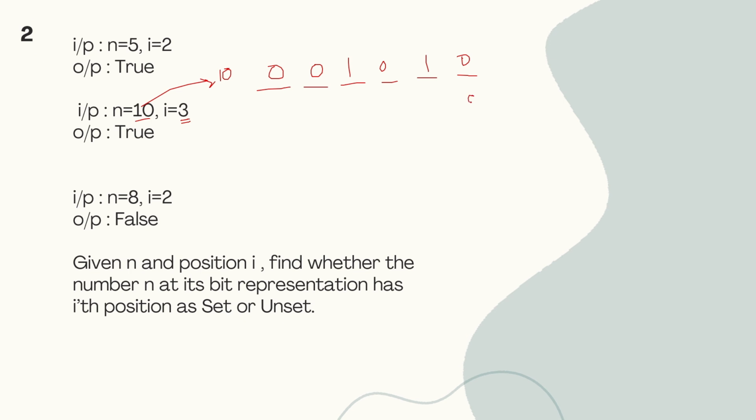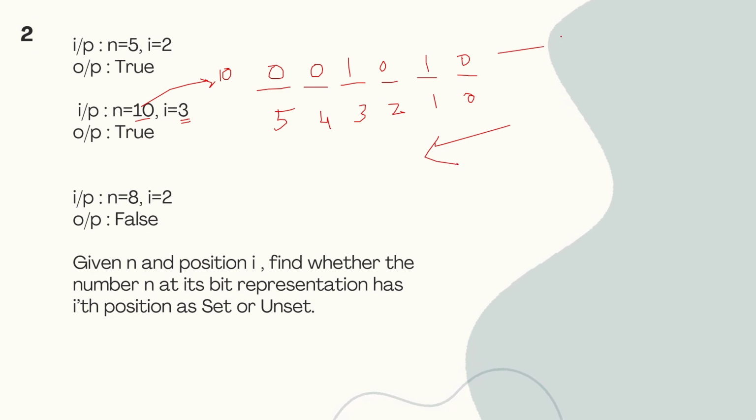This is 0th position, this is first, this is second, this is third, this is fourth, and this is fifth. Remember, I am checking the positions from this side, not from the start. So you can clearly check this is 10. Why? 2 power 1 is 2, and 2 power 3 is 8. 8 plus 2 is 10.